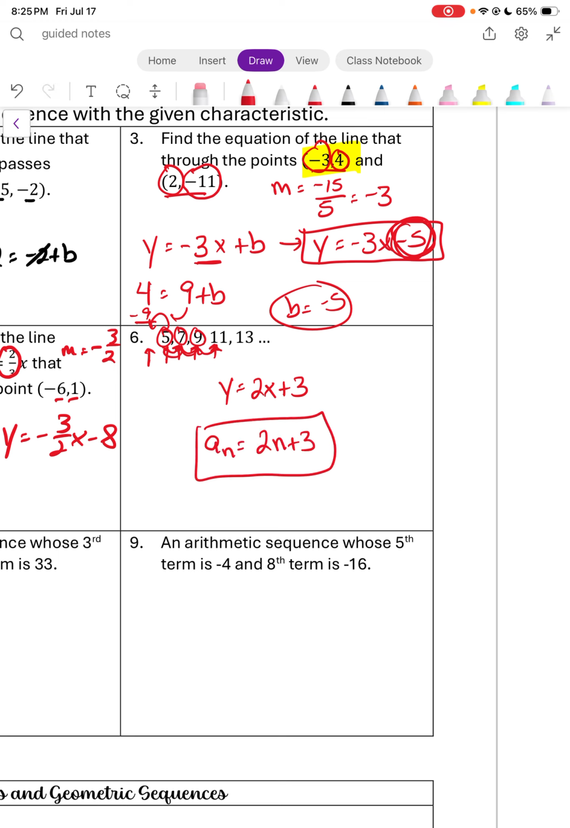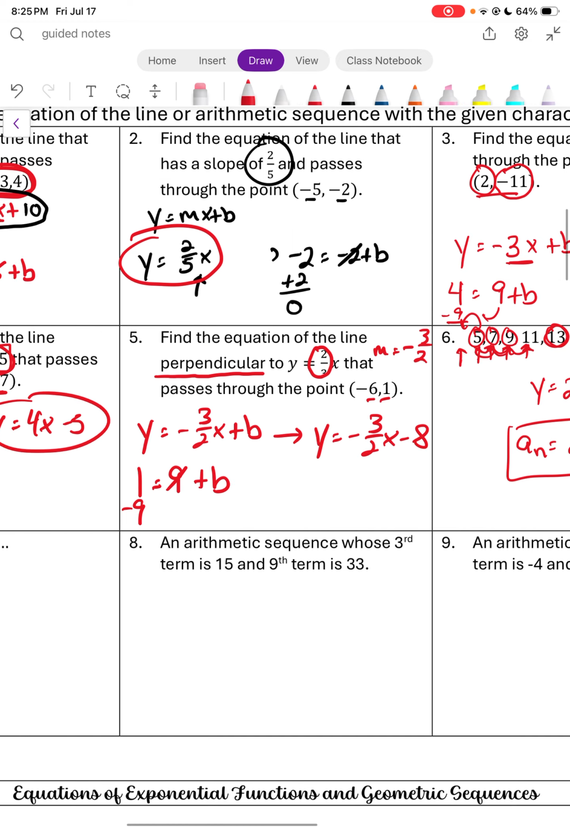Now, I always want you to check this. Like here, my fifth term is 13. If I were to plug in 5, a_5 would be 2 times 5 is 10, plus 3, which gives you that 13. So you know you're right.